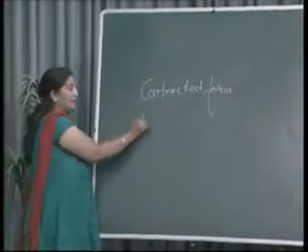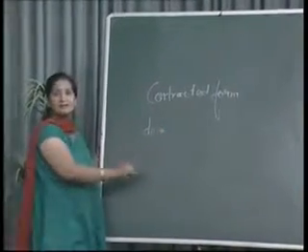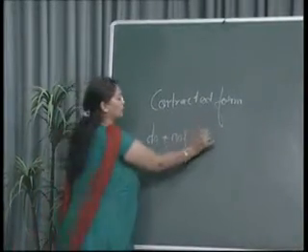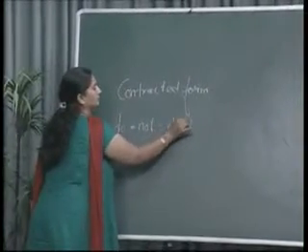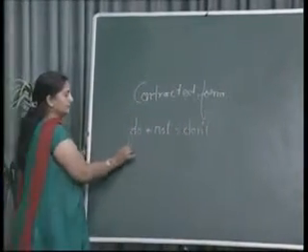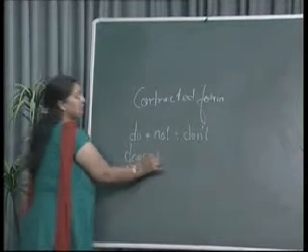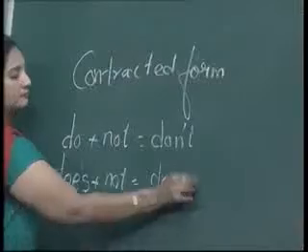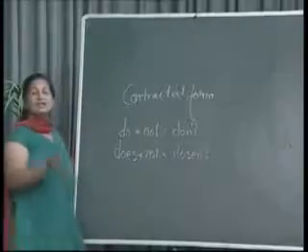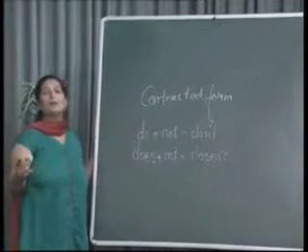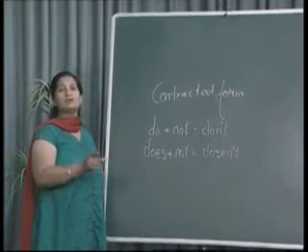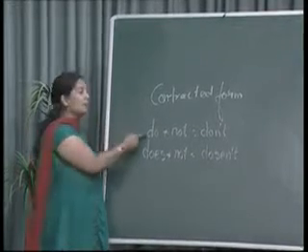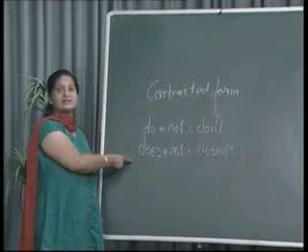Now understand, do plus not is equal to don't. Does plus not will become doesn't. Similarly, you can have many more words, and when you join those words with a not, you can always form contracted forms. Like we can see the don't, like we can see the doesn't.